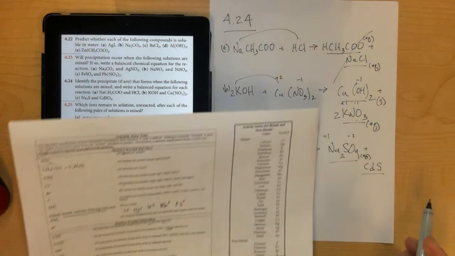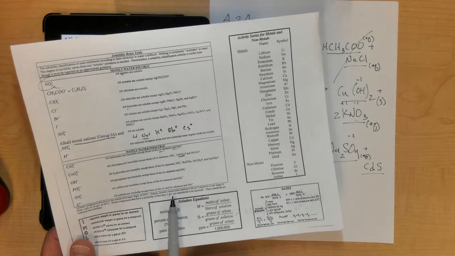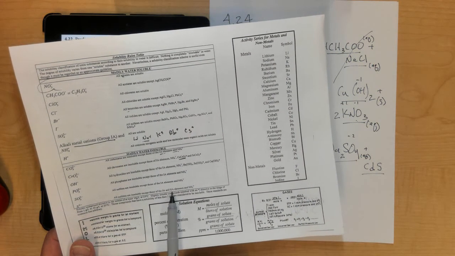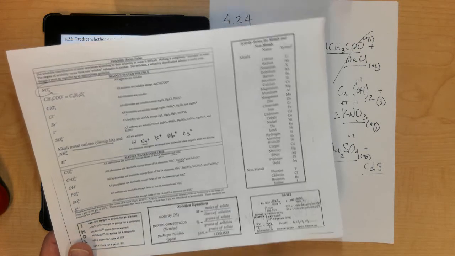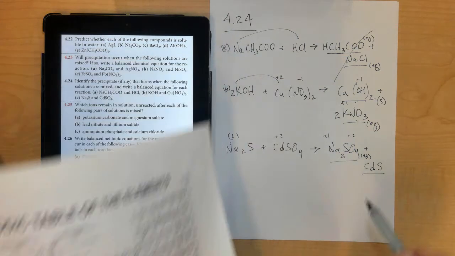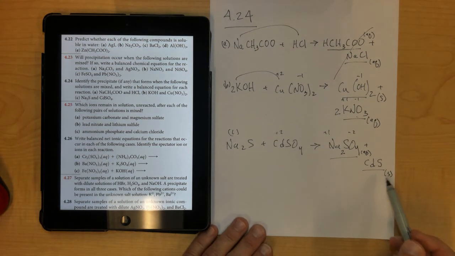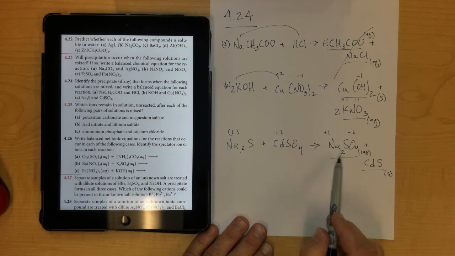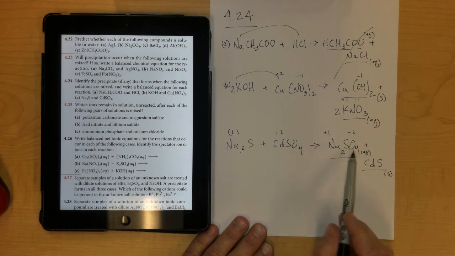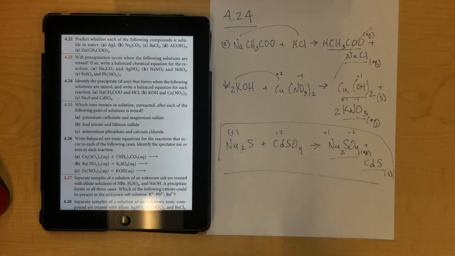And then cadmium sulfide. It says right down here all sulfides are insoluble except for those of the group 1A and 2A elements and ammonium. Well, cadmium is not in the group 1 or group 2 elements. So this is going to be a solid precipitate right here. And we have to balance the reaction. 2 and 2, cadmium 1, 1, sulfate, sulfate. Looks like we have a balanced reaction, and that is also a precipitation reaction.